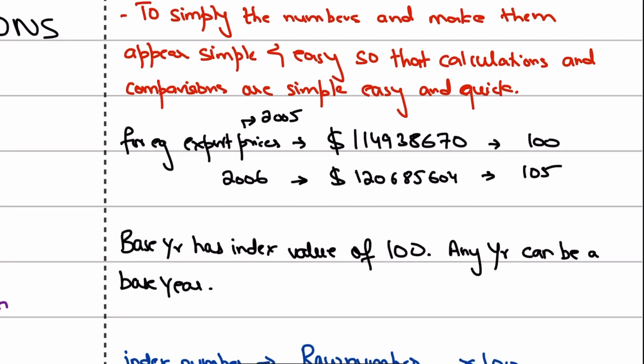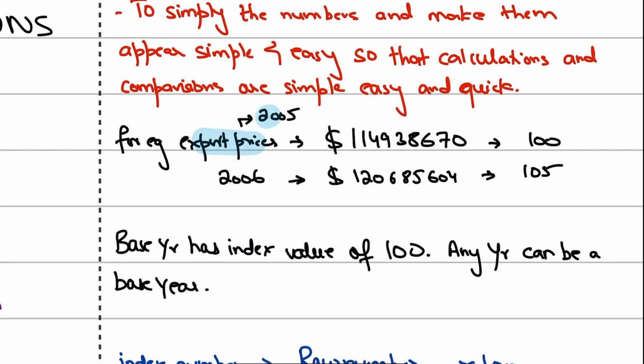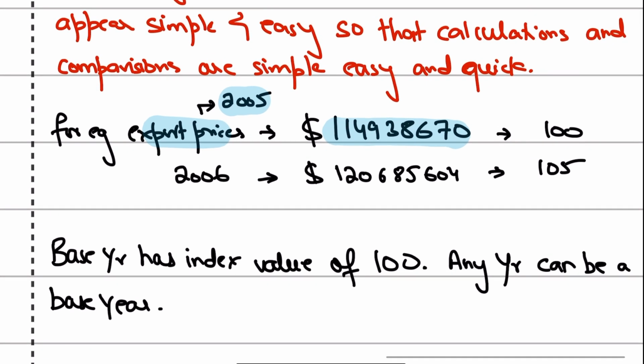So for example, let's say I have export prices that are given in 2005, and 2005 is my base year. Base year simply means the year that will be used as a standard to compare all the other years, right? So let's say the export prices of goods and services are $114,938,670. Now this is a huge number, a long number, and believe me, this is just a hypothetical number that I've written. The actual data collected by the government officials is quite huge, whether it is export prices, or the price of the basket of goods, or maybe house prices.